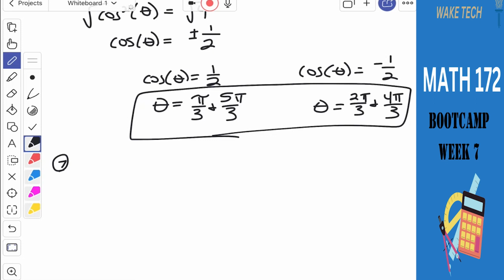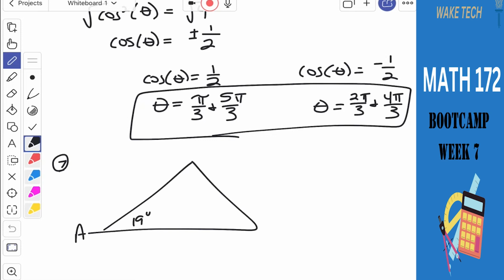Okay. Let's see. Use the law of sines. Okay, so I need to draw something here. A is 19. Side A is 3, side B is 6.